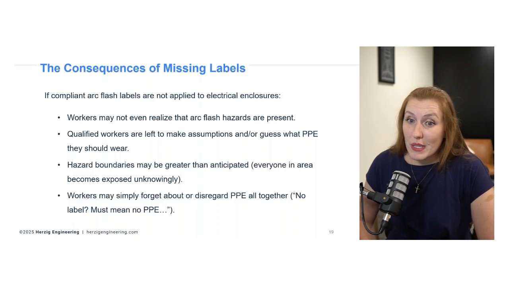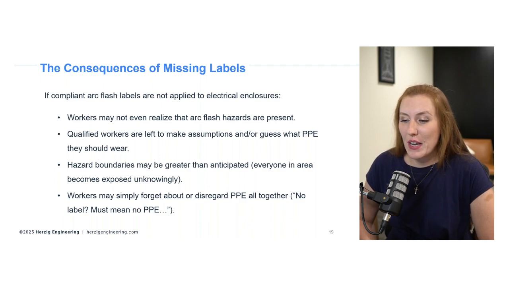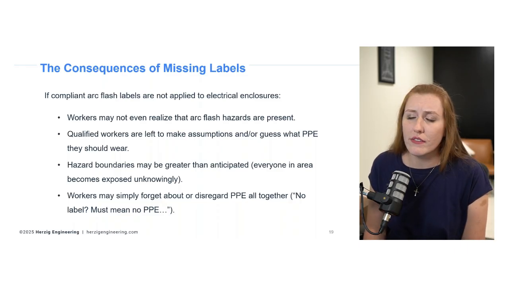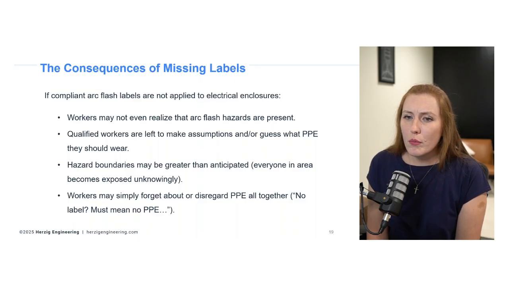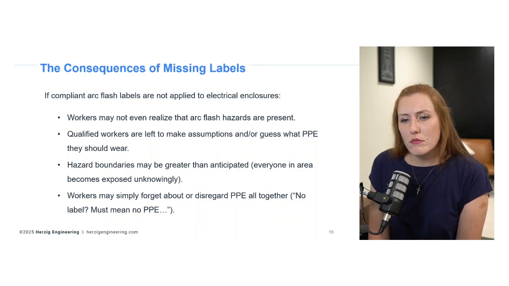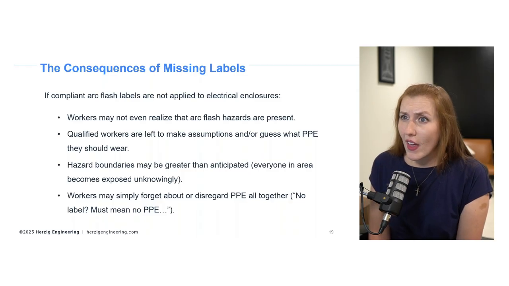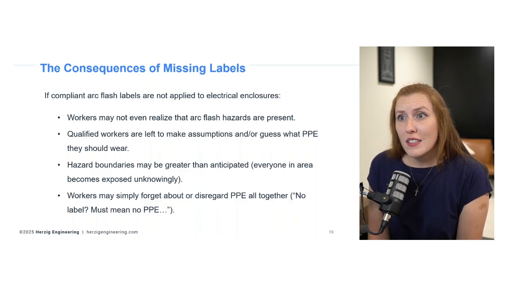Another issue might be that workers simply forget or disregard PPE altogether. A lot of times I hear people saying, oh yeah, I know there's an arc flash potential in 3-phase systems, and I look for the labels. Well, but what if there's no label? Must mean I don't need PPE, because the pieces of equipment that require PPE have a label on it. Well, is that true? Are you sure about that? Are you sure that one didn't just get missed? Are you sure that it didn't fall off?